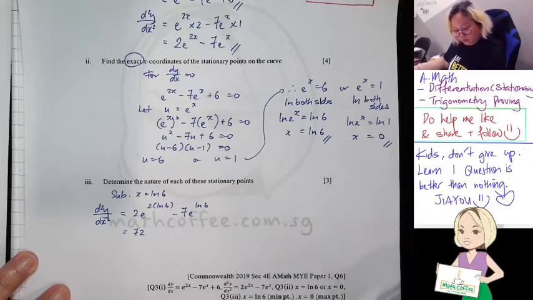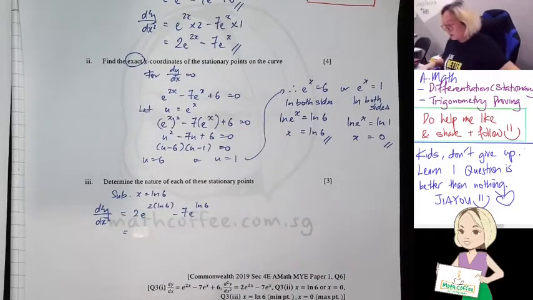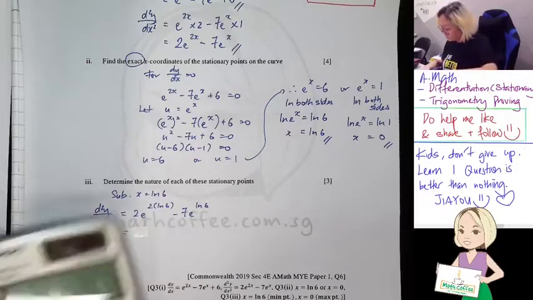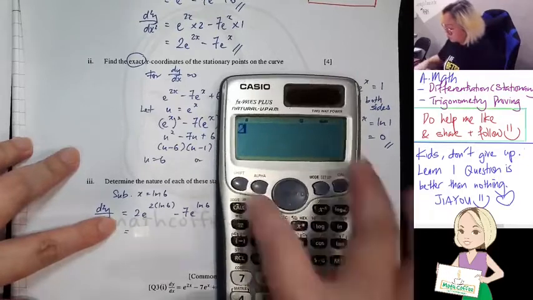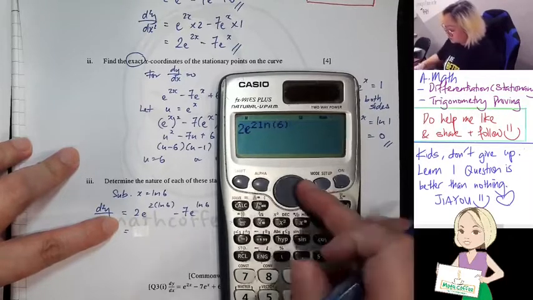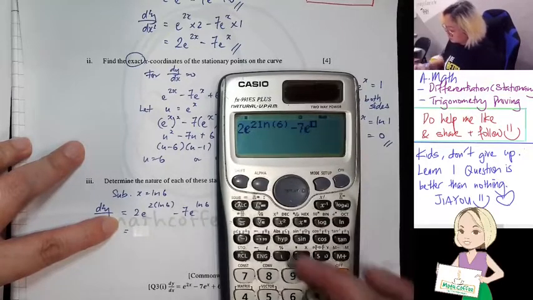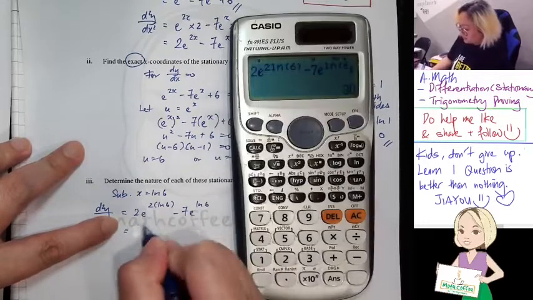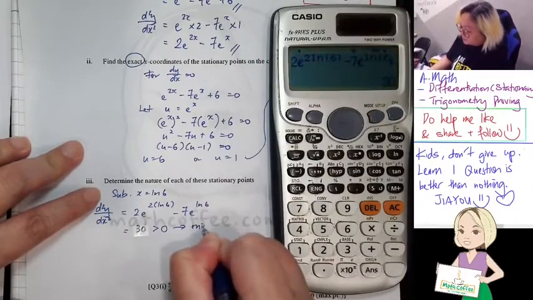Yeah, I noticed something. I made an error over here. No, this is not 72. Let me press the calculator again. Okay, so we will key in 2e^(2 ln 6), 2 ln 6, correct. Okay, come down, minus 7e to the power of ln 6. So I get 30, which is more than 0, it means that this is a minimum point, right?